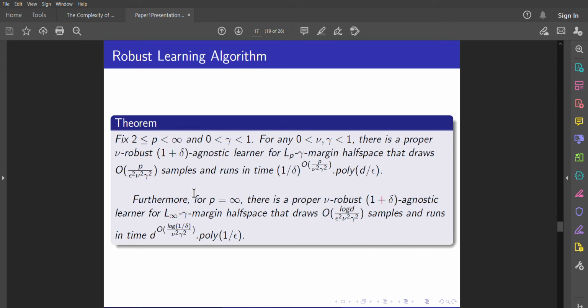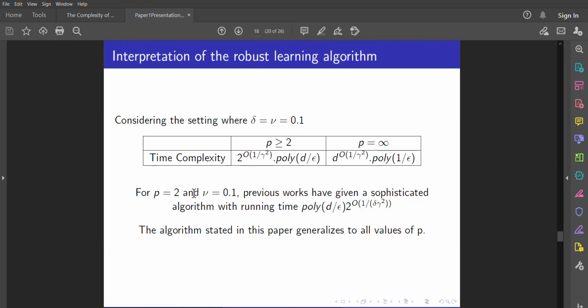Furthermore, for p equal to infinity, there is a proper nu robust 1 plus delta agnostic learner for L infinity gamma margin half space that draws big O of log d by epsilon squared nu square gamma square samples and runs in time d to the power of big O of log of 1 by delta by nu square gamma square times polynomial in 1 by epsilon. This seems like a lot, but here is a summary of that algorithm.